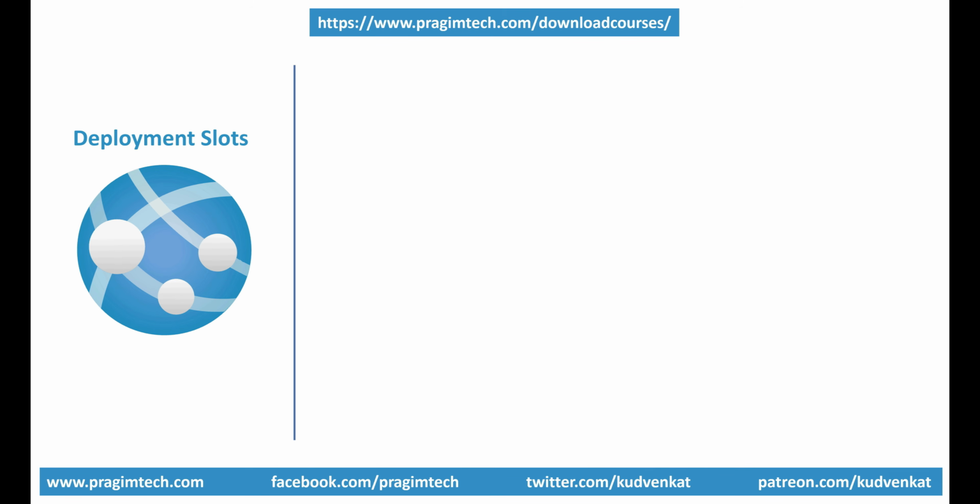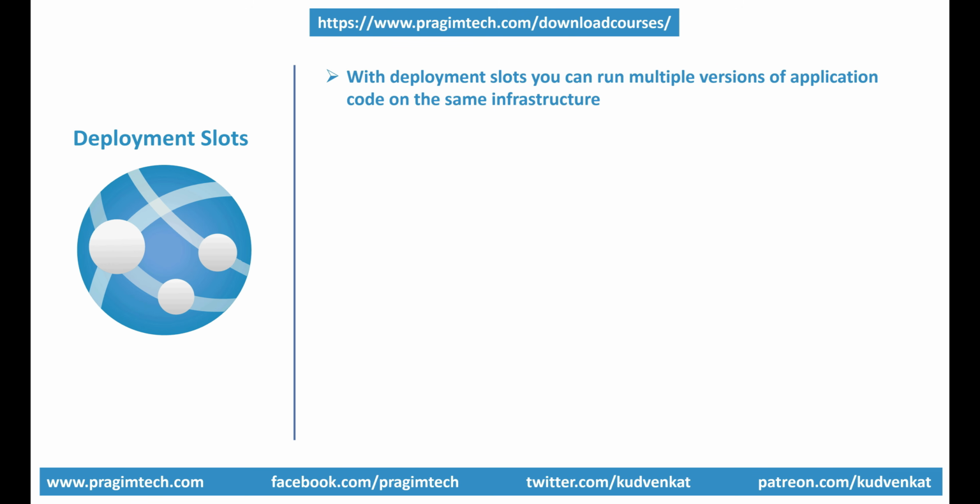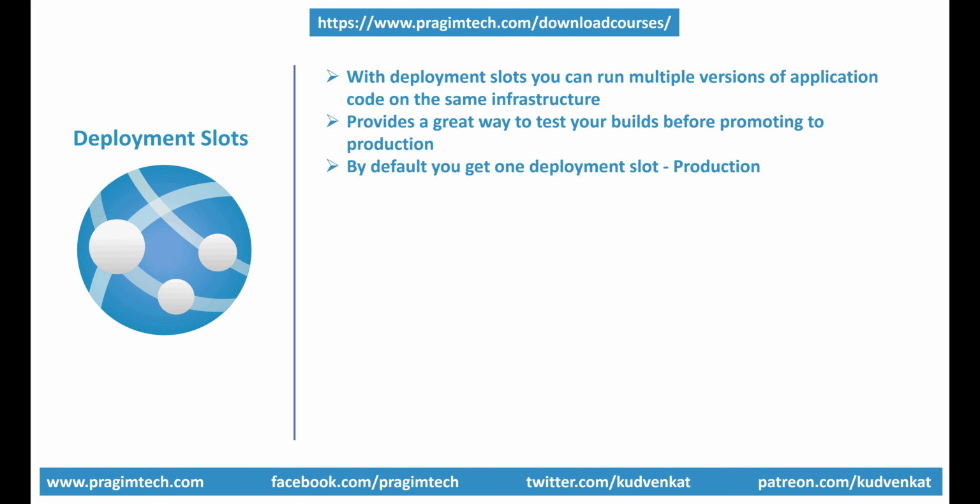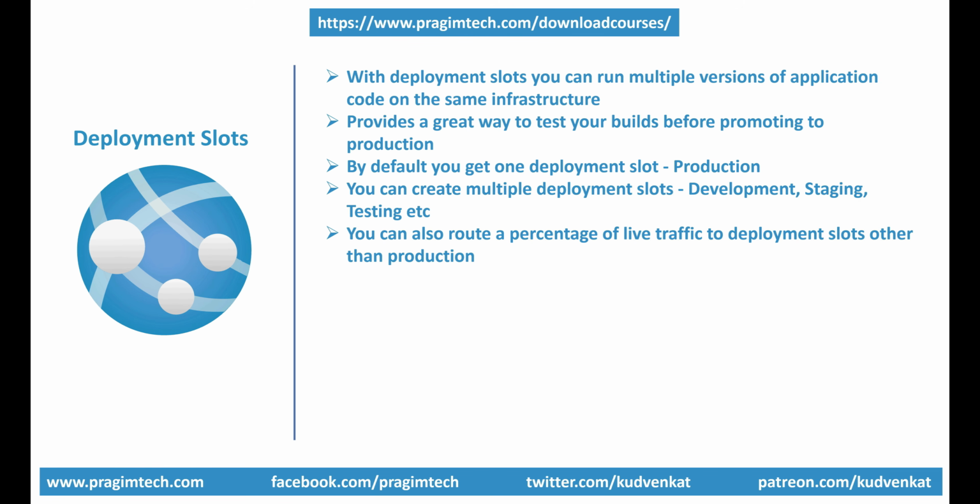Now, let's quickly recap some of the important points about deployment slots. With deployment slots, you can run multiple versions of application code on the same infrastructure. They provide a great way to test your builds before promoting to production. By default, you get one deployment slot, production. You can create multiple deployment slots: development, staging, testing, etc. You can also route a percentage of live traffic to deployment slots other than the production slot.